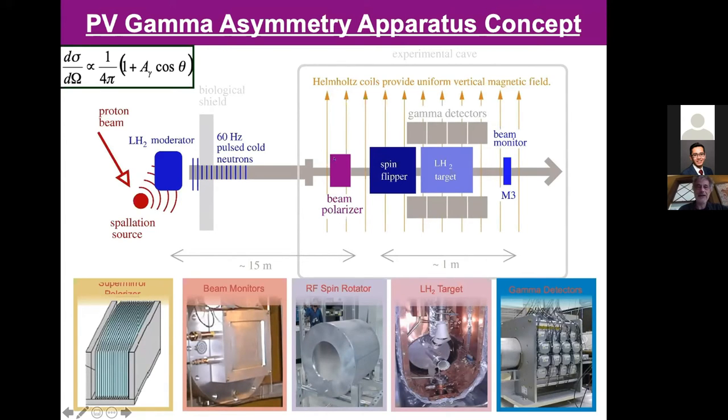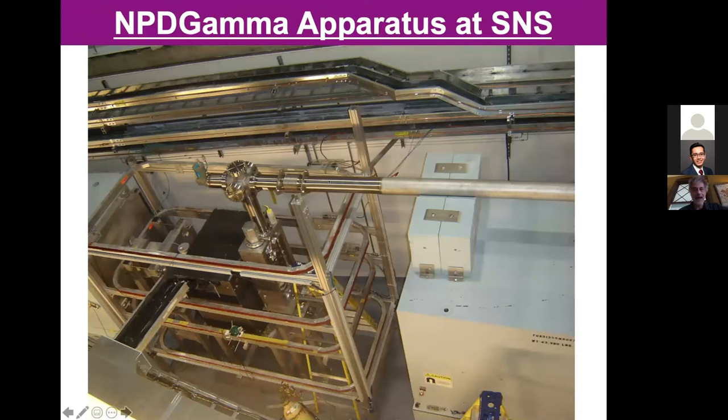This was a quick conceptual view of the apparatus. I don't have time to talk about anything except the target, so let me jump to the target now. This is a picture of the apparatus. And what you see is this silver thing is a liquid parahydrogen target cryostat with a large fill vent line for safety of hydrogen. This liquid target that I'm discussing had a volume of 16 liters. So it was not a small amount of parahydrogen.